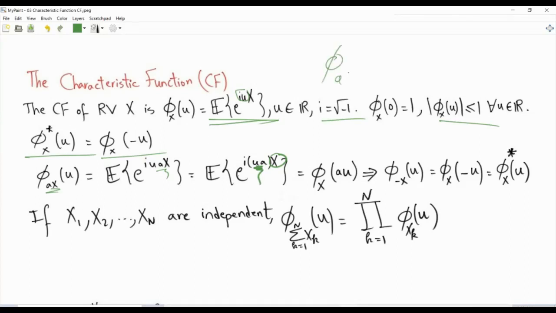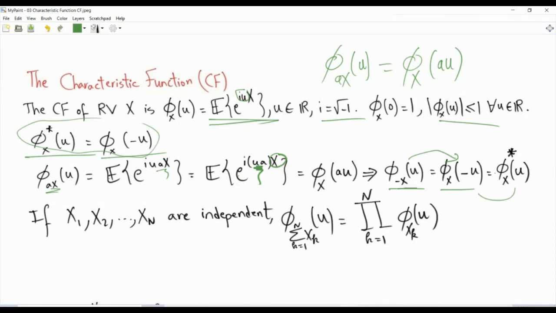If we have phi of a constant times x at u, we can take this constant inside. This is phi x of au. Okay, so keep this in mind. And for the special case, what if a is minus 1? If a is -1, then phi of minus x is phi x of minus u. And because of the Hermitian symmetry, this property is called the Hermitian symmetry, phi x of minus u is equal to phi x conjugate of u. So phi of minus x of u, depending on what you are doing, you can set it as phi x of minus u or phi x of u conjugate.